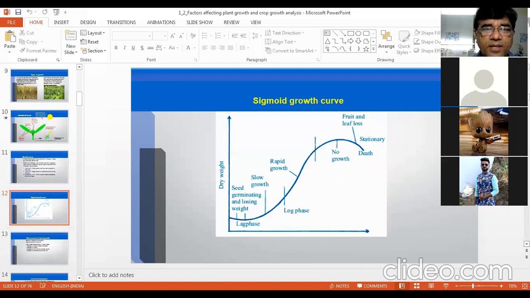You can see this picture: initially the lag phase, the slow phase. So the seed germinates and it loses weight. There you can see the reduction of dry matter. You can see reduction in growth and then slow growth, and then you get the rapid growth phase, which is your log phase. And then you get the stationary phase, where you can see the growth is not increasing; rather it is almost constant or similar, or may decline also. So this is your sigmoid growth curve.